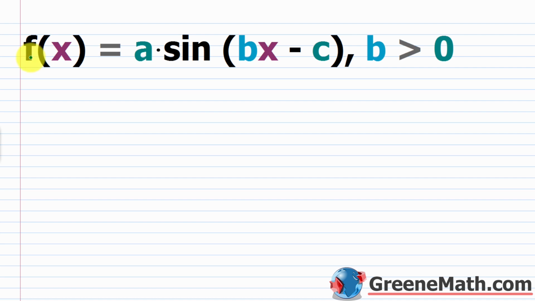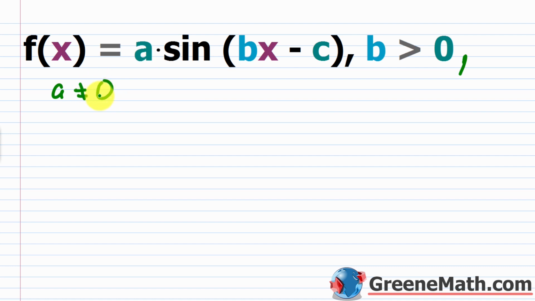So right now we're going to look at f of x equals a times the sine of, you're going to have this bx minus c inside of parentheses. And for right now, we're going to work with examples where b is greater than 0, just to keep things simple. Again, as we get into the next chapter, I'll talk about what to do when b is less than 0. And also, I'm going to say that a is not equal to 0. That should be obvious, but I want to list that as a restriction just so it's clear, okay?